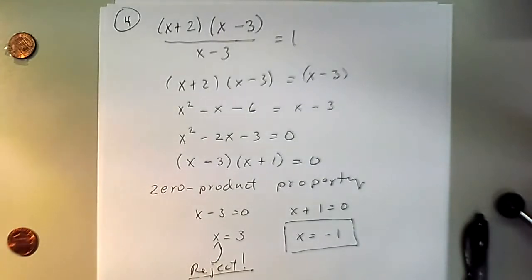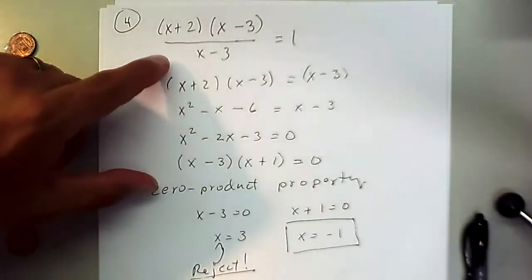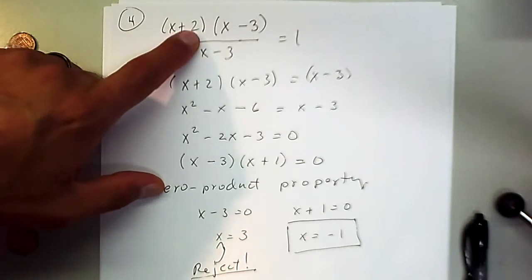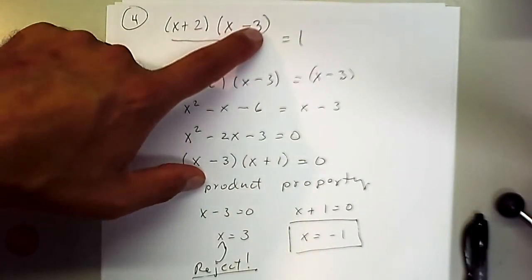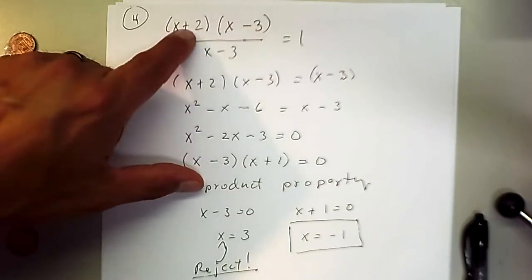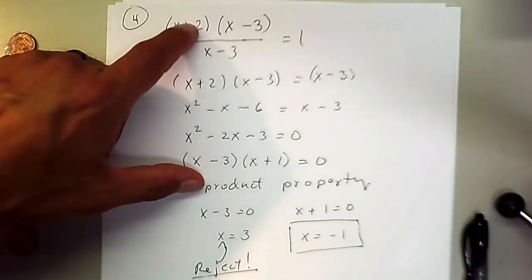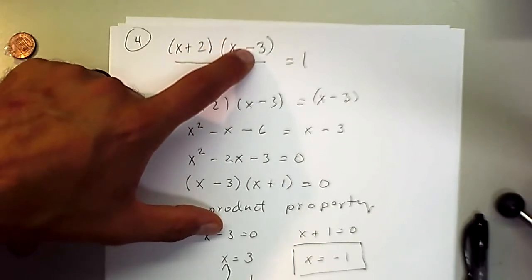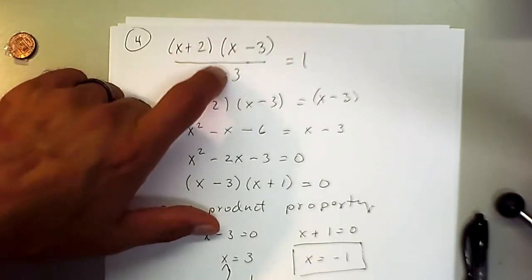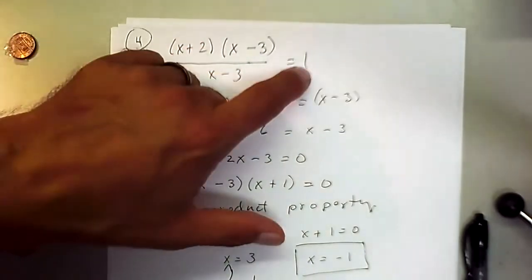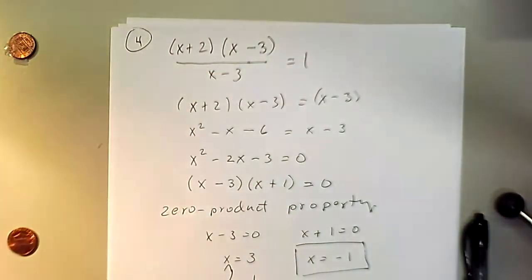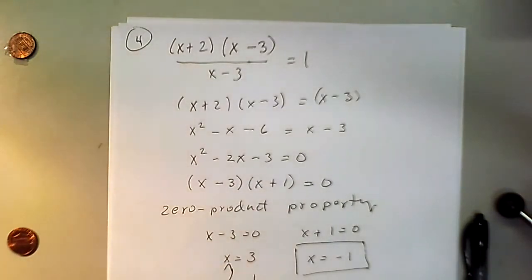So, but let's check. So negative 1 plus 2 would be positive 1. Negative 1 minus 3 will be negative 4. So that is positive 1. That is negative 2. And so is that. And the negative 2 and the negative 2 simplify. So we end up with 1 times 1, which is indeed equal to 1. So we're good. And we cannot use 3 as a solution.